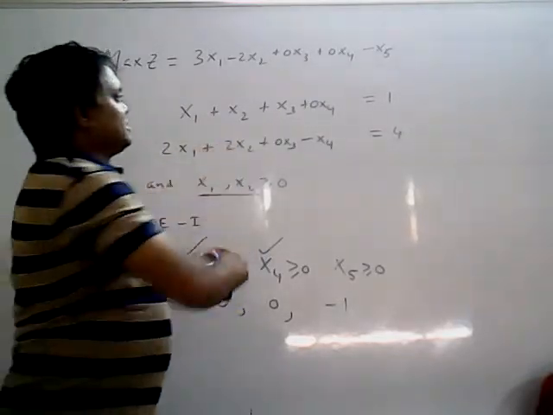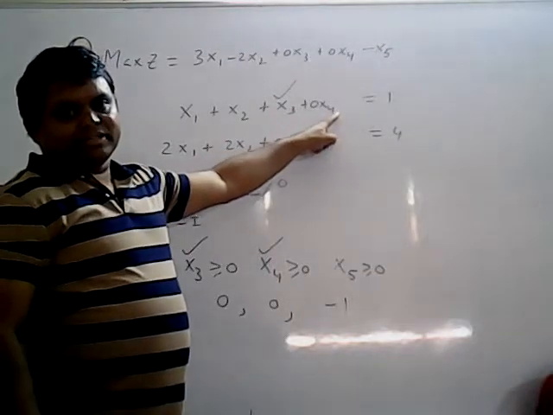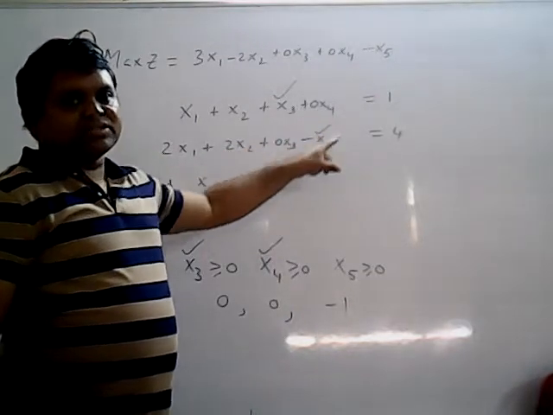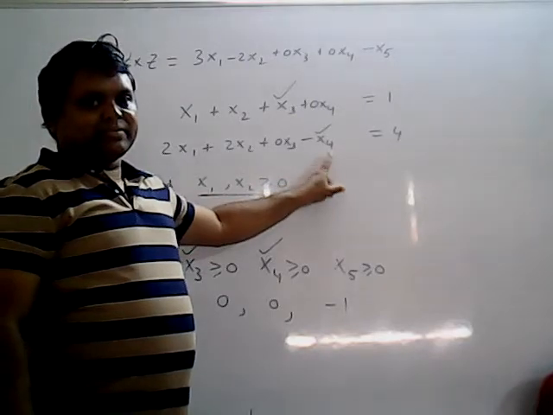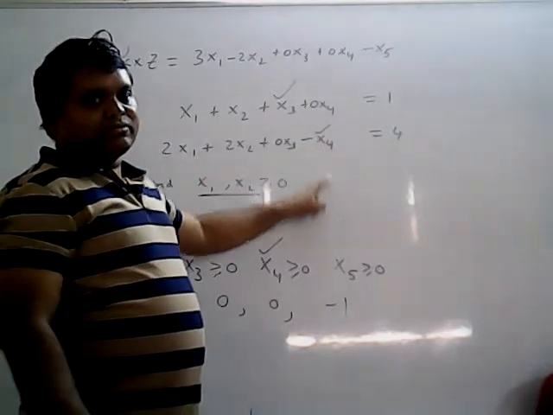Slack variables, this is a slack variable, this is a surplus variable. Slack variables do not require artificial variables. Surplus variables require artificial variables. So where the surplus variable is used, in the second constraint, you require an artificial variable.